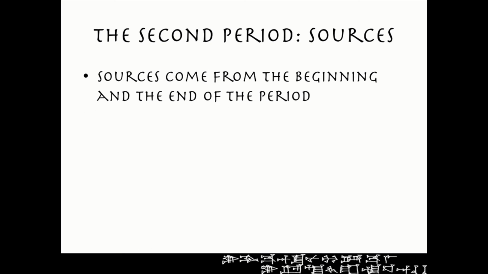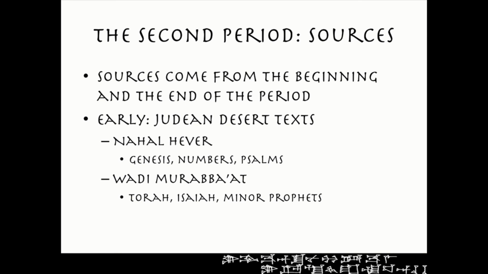So what are the sources? Well, they come primarily from the beginning and the end of the period. From the early portion, we have the Judean desert texts, including Nachal Hever, which has Genesis, Numbers, and Psalms, fragments from those books or sections, and Wadi Murabba'at, with the Torah, Isaiah, and the minor prophets.